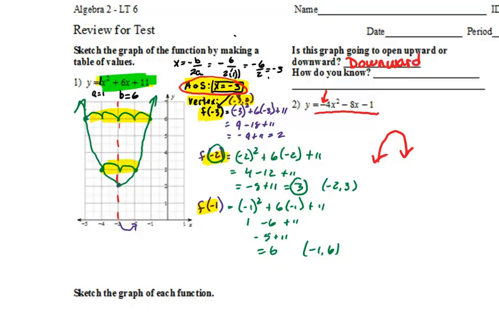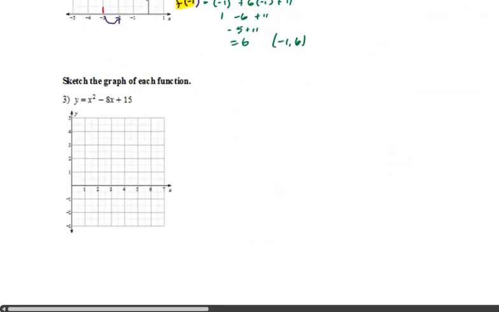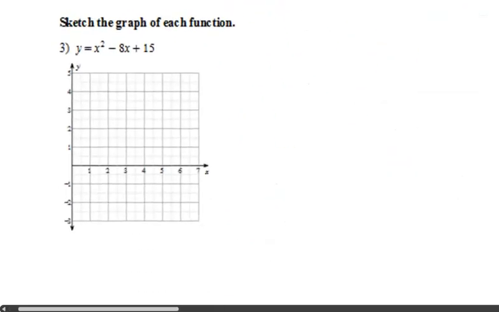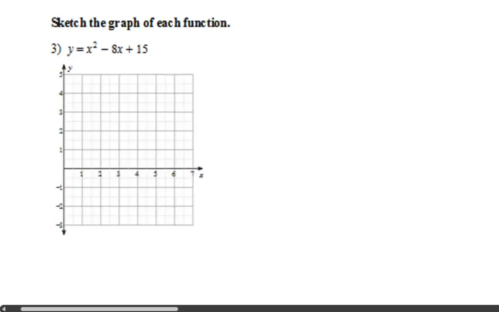How do you know? Because a is less than 0. Basically, that means that a is negative. That means you have that negative thing going on there. All right, same thing here. I'll do that in another video.